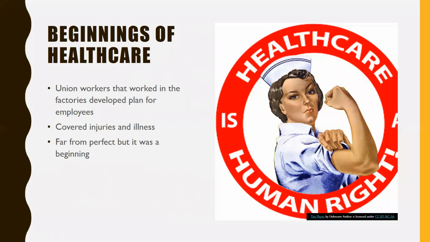Union workers that worked in the factories developed plans for the employees to be covered from injuries and illnesses. It was far from perfect, but it was a beginning at that time for the Industrial Revolution era.